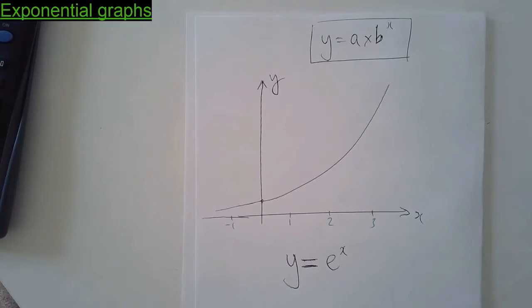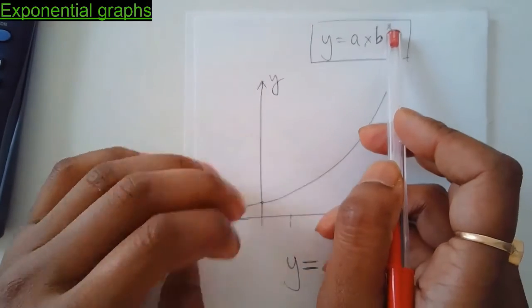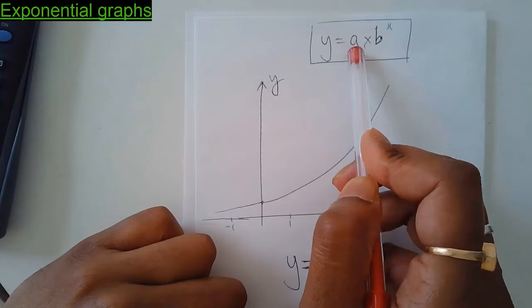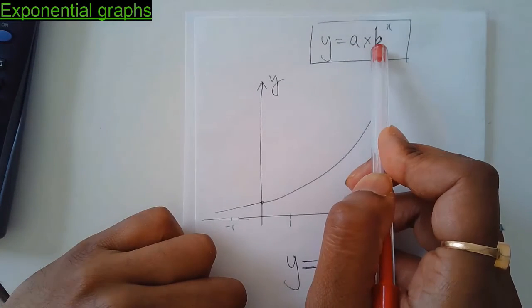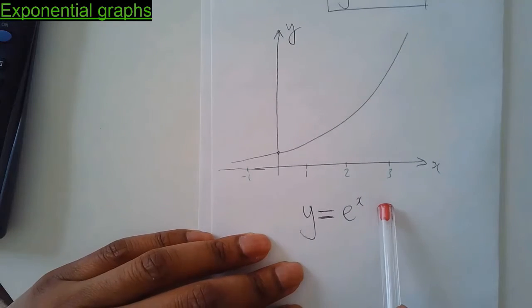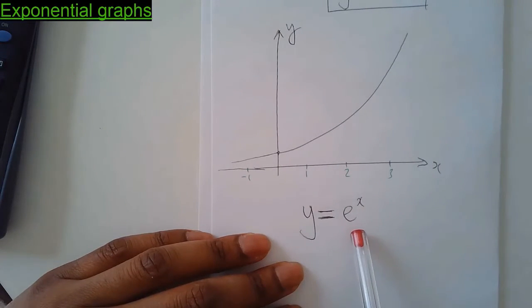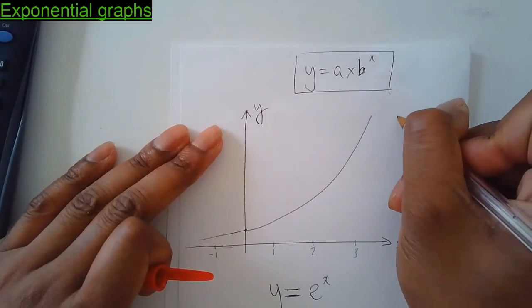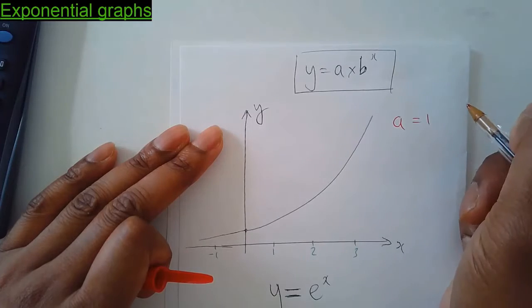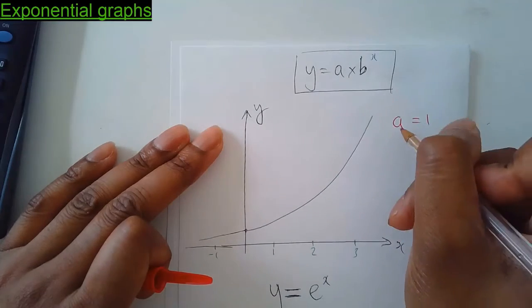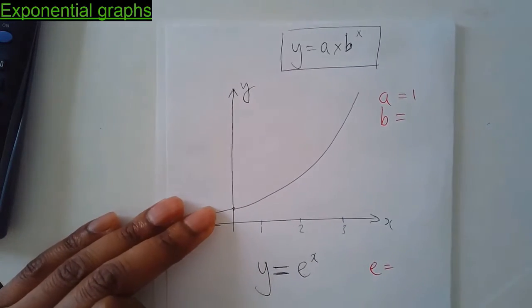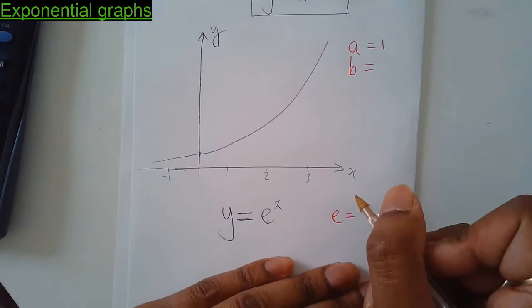In a previous video, I showed you that the exponential graph takes a general form like this, where a has a value and b has a value. Here is a very special type of exponential equation. If I say to you this a is equal to 1, and then that b is represented by the letter e. Now, e is Euler's number, which I looked at in a previous video.